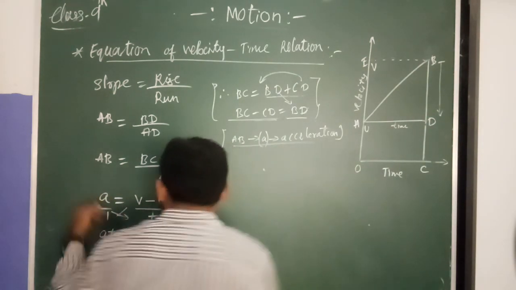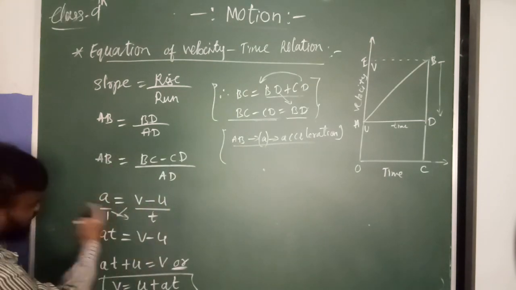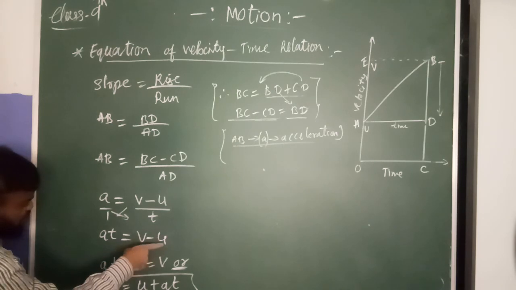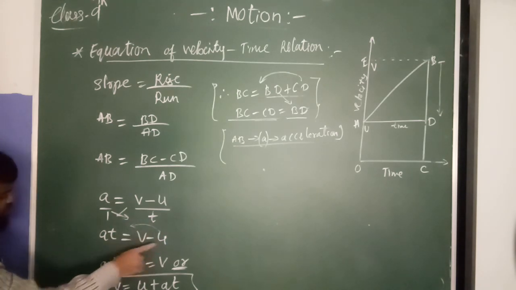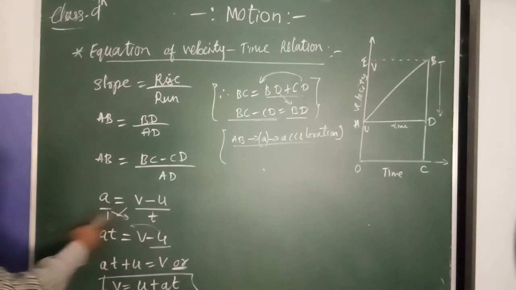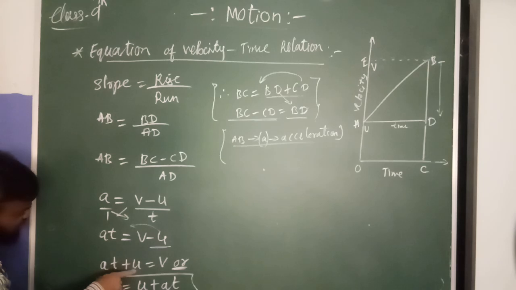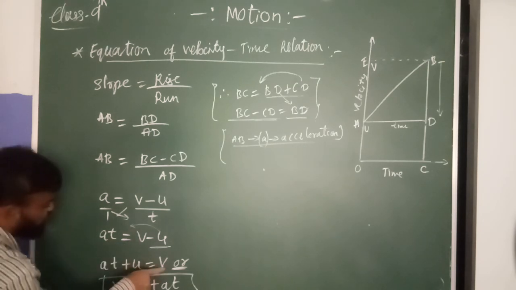Now after that we have to cross multiply this part. A into T, AT is equal to V minus U. If I transpose this minus U to this side, it becomes plus sign. So AT plus U is equal to V.